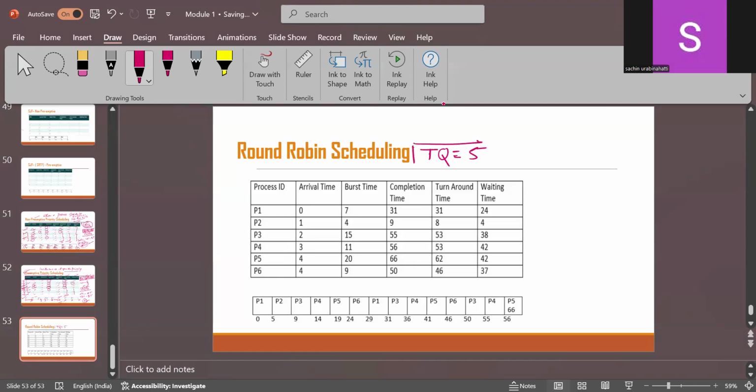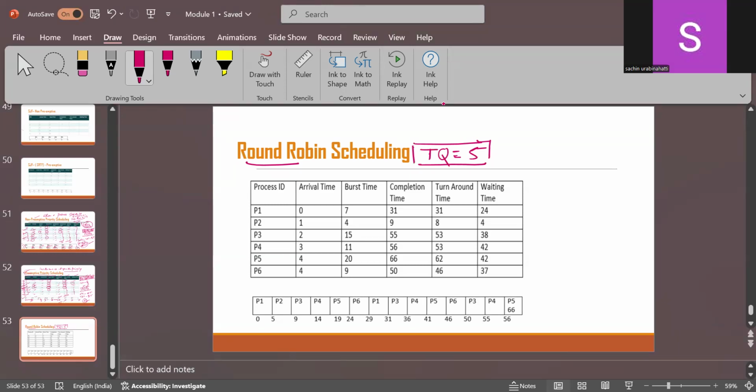Let me explain what this time quantum is. Round robin scheduling is preemptive in nature. Preemptive means the process which is in the phase of execution, we terminate it forcefully and give the CPU to other processes. This is the general meaning of preemptive that we have understood. So let us see here now.